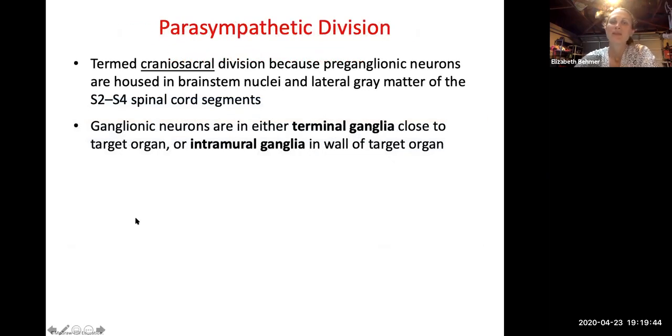So parasympathetic is termed craniosacral because your preganglionic neurons are housed in the brainstem, and also S2 to S4, which is your sacral spinal cord segments. The ganglionic neurons are in either terminal ganglia close to the target organ or intramural ganglia in the wall of the target organ.